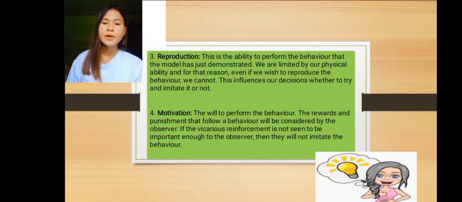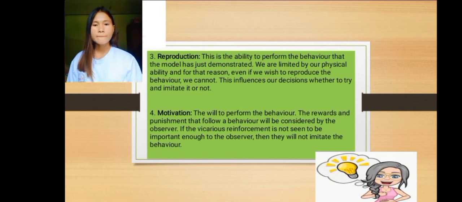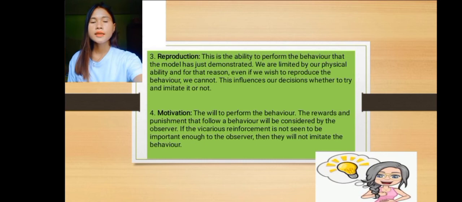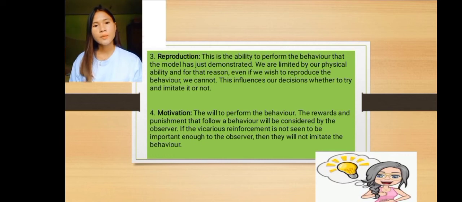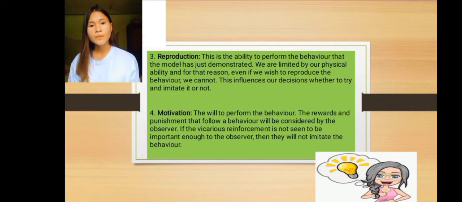So for example, there is a 90-year-old woman who struggles to walk because she is old. Then before, she always did skating on ice. She may appreciate that skill as a desirable one from before, but she will not attempt to imitate it now because she physically cannot do it. So that is reproduction.